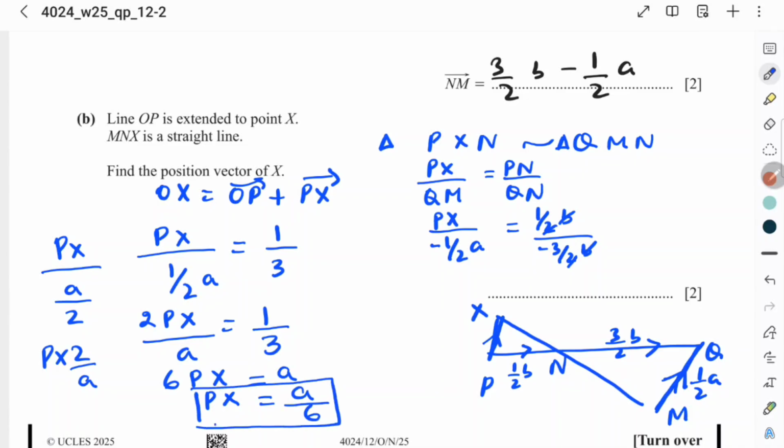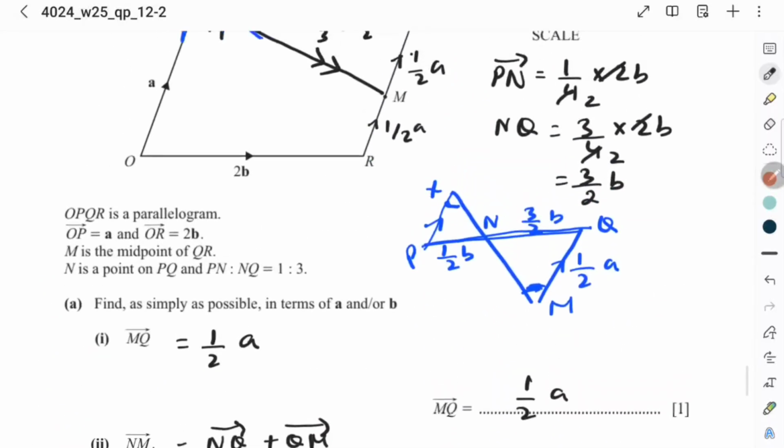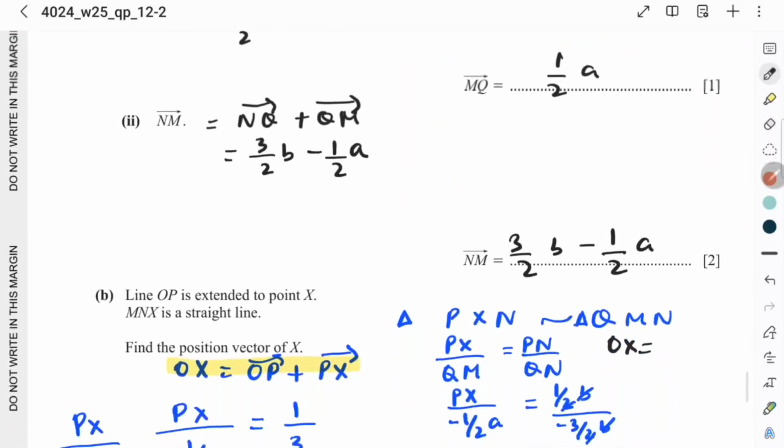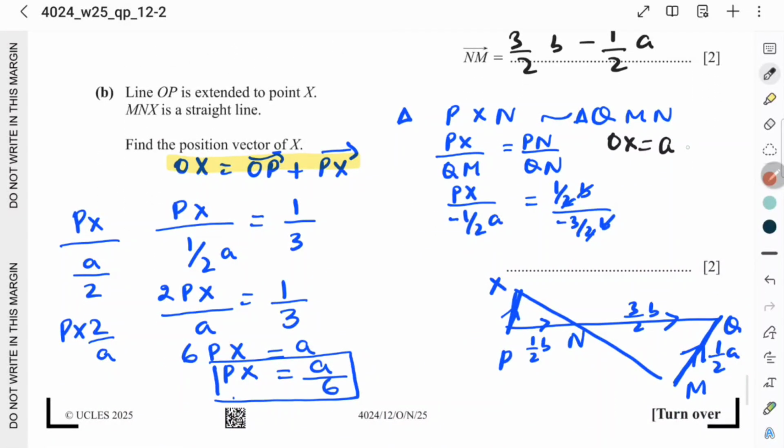Now we have to find out OX. Just look at this: OX is equal to OP. How much is OP? OP is the whole A. So A plus A upon 6, that is 6A plus A upon 6, which is equal to 7A upon 6. So we took the similarity in this question and found the answer.